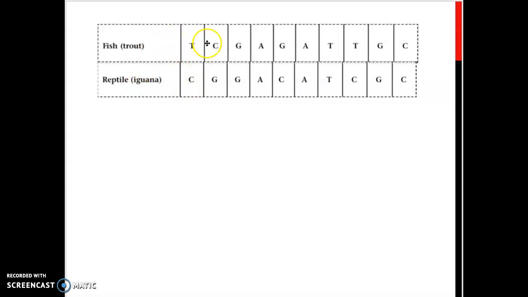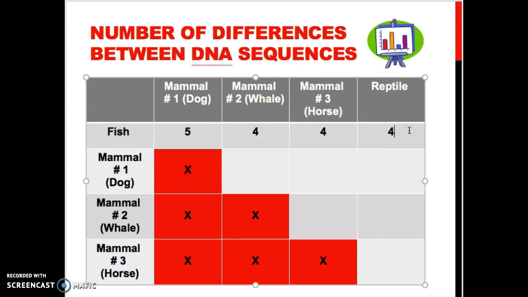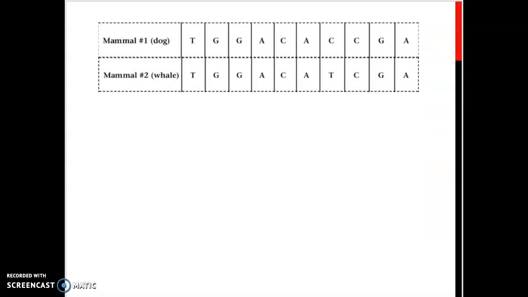1, 2, 3, and 4 right here. So in my chart, I'm going to go back. I'm going to write in number 4. Okay, so see how we've X'd out this box? Because that box has us comparing the dog and the dog. Obviously, they're the same. So now we're going to compare the dog and the whale. So if I go down to my slide, how many differences do you see?